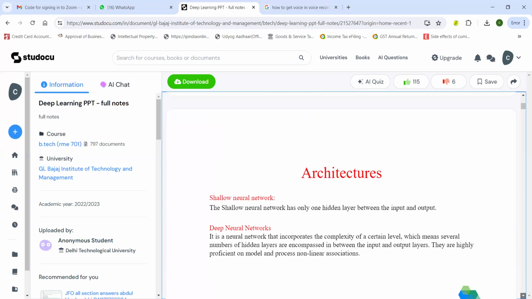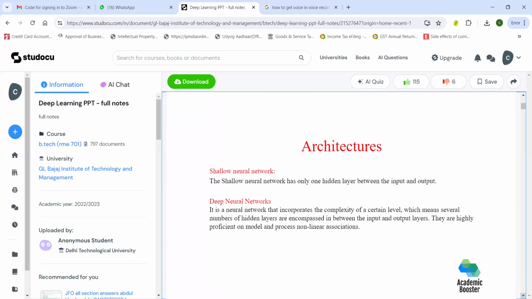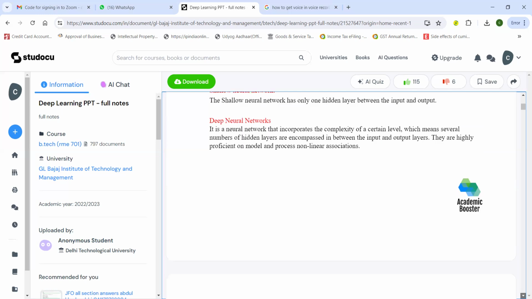In architectures, we have two types. In deep learning, we have the shallow neural network, where there is only one hidden layer between the input layer and the output layer. In the case of a deep neural network, it is a neural network which incorporates a certain level of complexity, which means several hidden layers are encompassed between the input and output layers. And these layers are highly proficient at modeling and processing nonlinear associations.